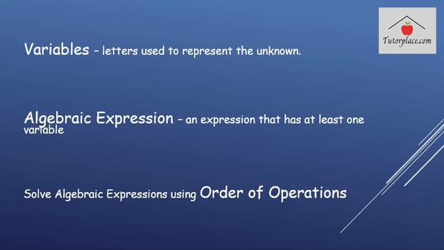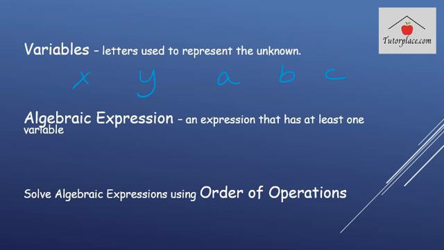The first type of word that you might come across is the word variables. And this just means letters that are used to represent the unknown. For example, you might have a problem that has the letter X in it, or you might see a Y. You could have A or a B or a C, any letter basically that's going to stand for something that we don't know the value of.